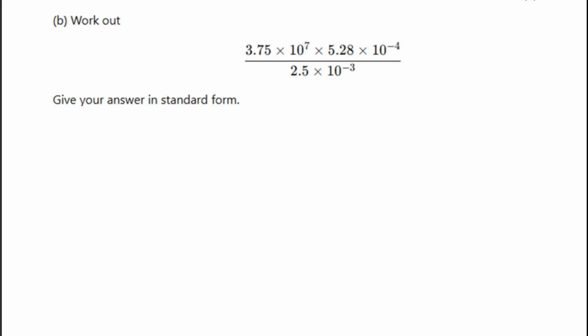Part B is just testing if you know how to use a calculator. So type this into a calculator. I like to put brackets around each of the different standard forms. And when you put this into the calculator, it will give you an answer of 7,920,000.